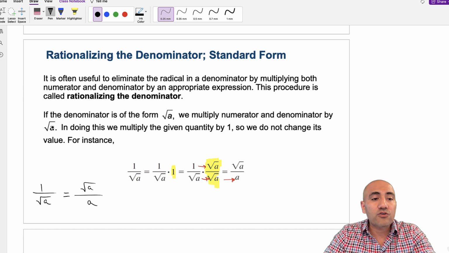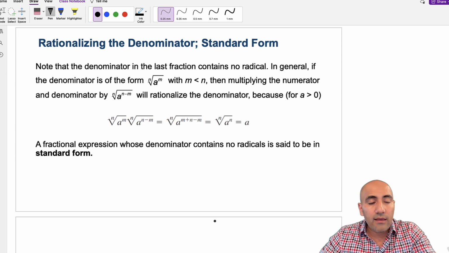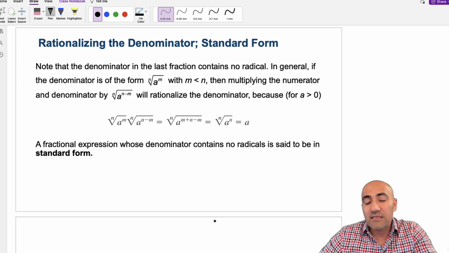Okay, so this is the strategy when we have something of this form, square root of a value in the denominator to start with. We multiply by root of that value divided by root of that same value. On the other hand, if we have a slightly more complicated situation, in general, if the denominator is of the form the nth root of a to the mth power, where m is less than n, then multiplying the numerator and denominator by the nth root of a to the n minus m will rationalize the denominator.